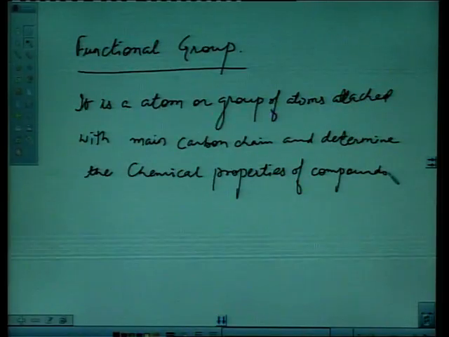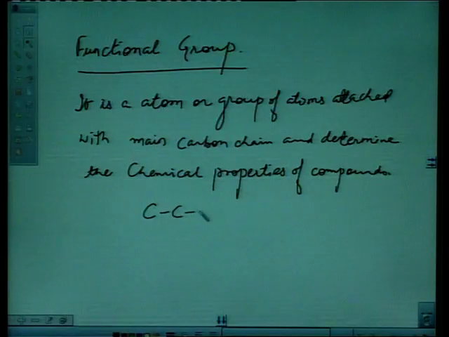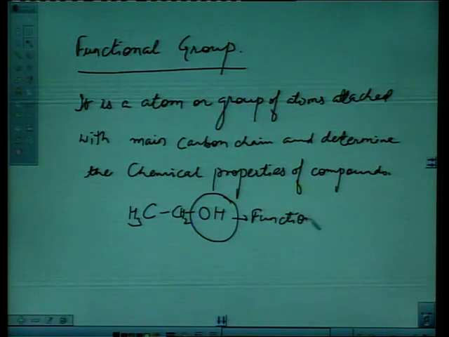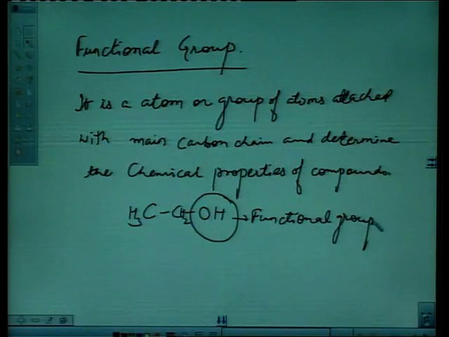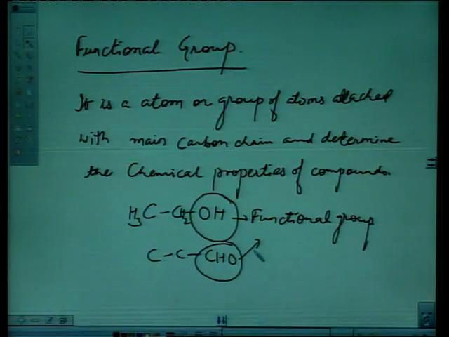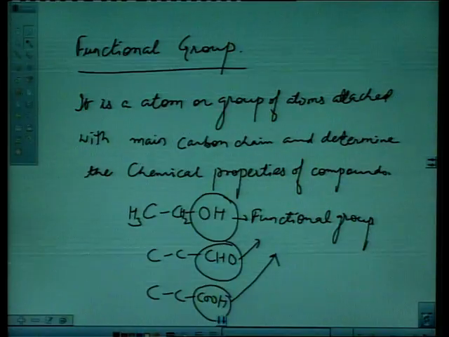So functional group is an atom or group of atoms attached with the main carbon chain and determine the chemical property of a compound. So for example, if we say this is the carbon chain, then this is a functional group. Different types of functional groups are there. Likewise, if I write this, this is also a functional group. So there are different types of atoms or groups of atoms which determine the property of a compound.